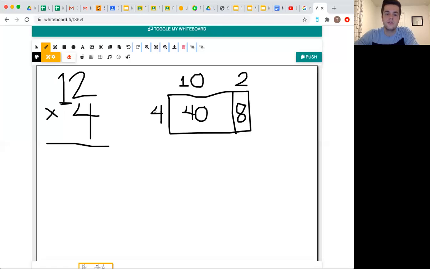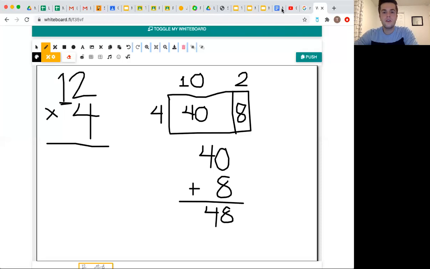Count by 2s 4 times. We can go 4, 8. Count by 4s 2 times. And then all we have to do is we add them up. 40 plus 8. Now, 40 plus 8: 8 plus 0 is 8, and 4 plus nothing is 4. And there's your answer. So let's go to our morning work.